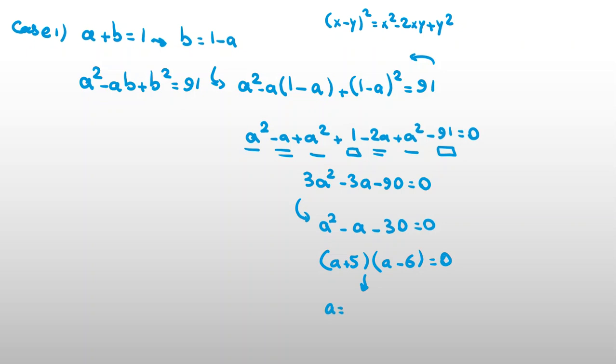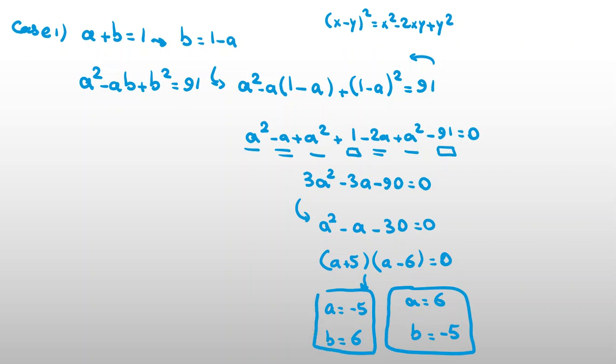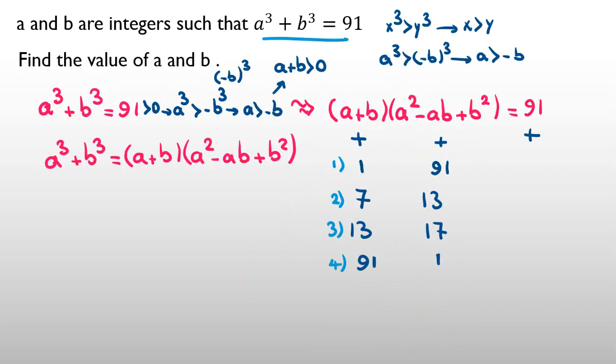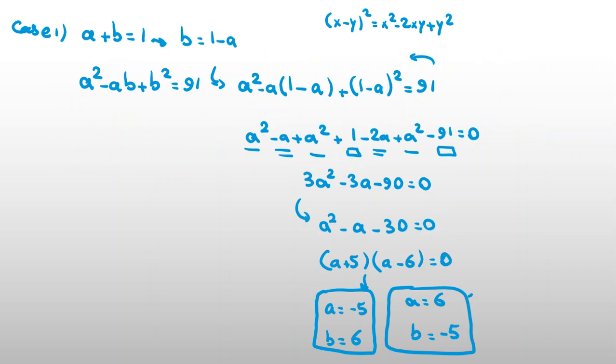So a can be negative 5 from this one, a can be 6, and we know b is 1 minus a. So here b is negative 5 when a is 6, and b is 6 when a is negative 5. So we found these two answers, and you can check. Problem says a cubed plus b cubed should be 91. So here, a cubed is 216, negative 5 cubed is negative 125, which gives 91. Also you can check this one also works. So we found two answers here. Let's work on other cases.